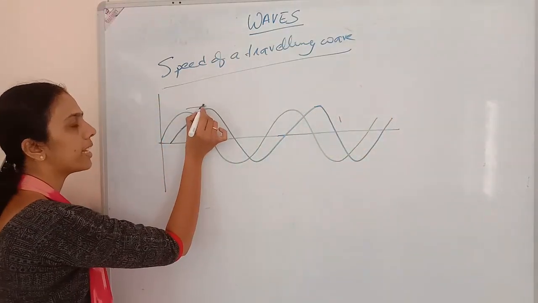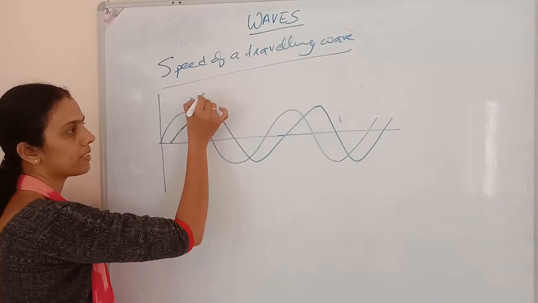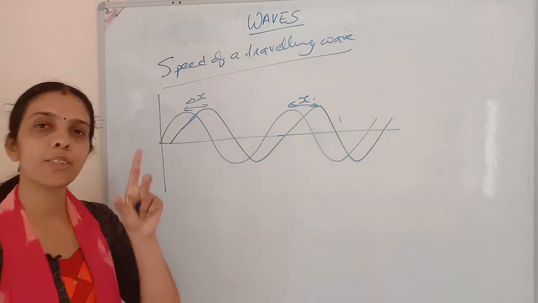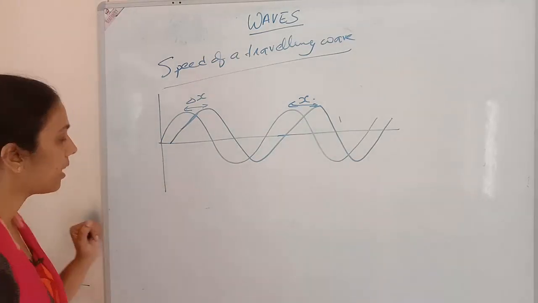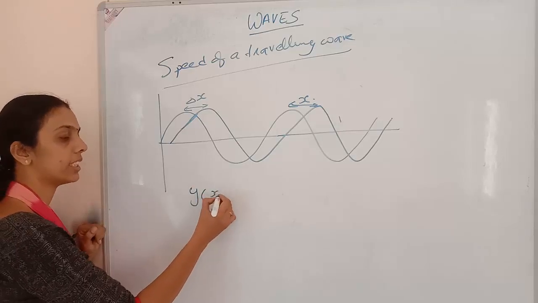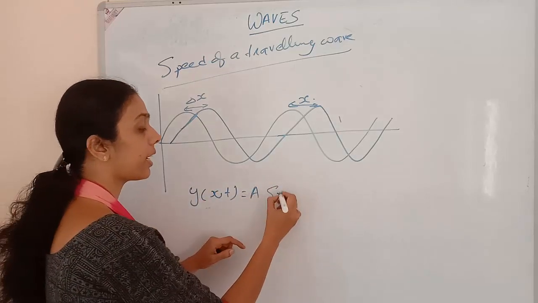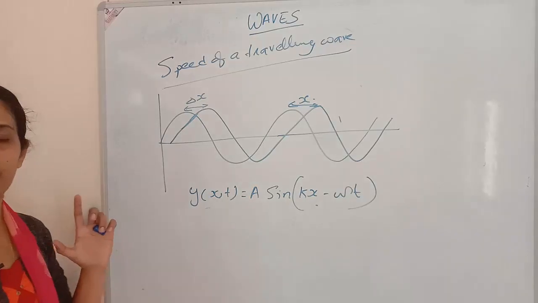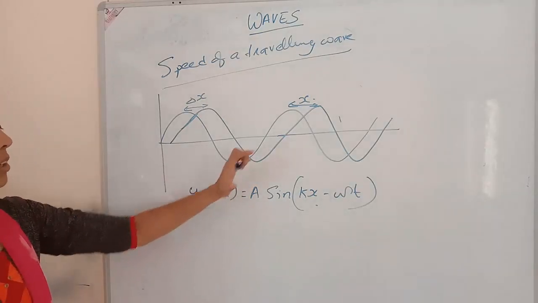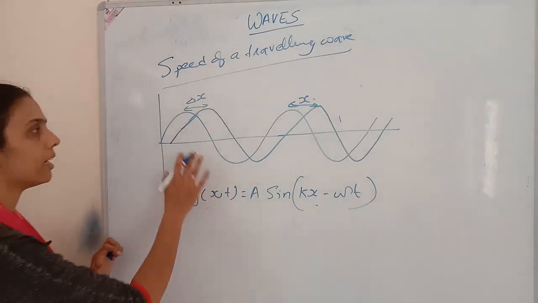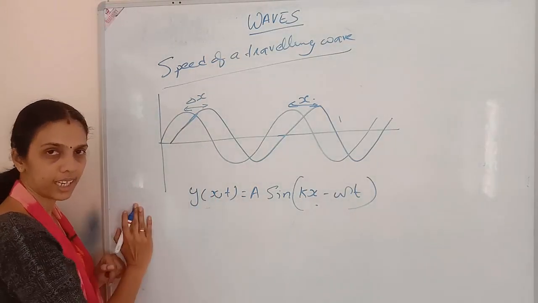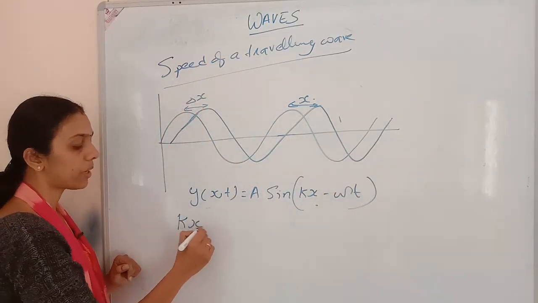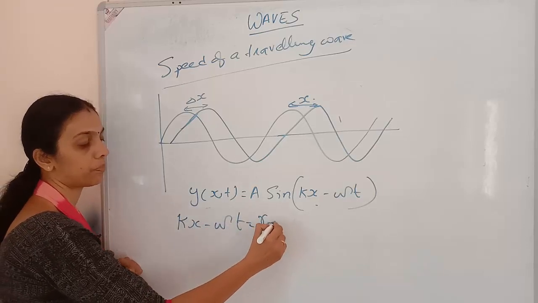That is, after delta t time interval, it is moving a distance of delta x. But the same wave, so phase will remain constant. We know that y(x,t) equals A sin(kx minus omega t); this is the wave, with no phase constant. But here, for the same wave after delta t, is there any change in phase? No change in phase. That is, kx minus omega t remains constant.